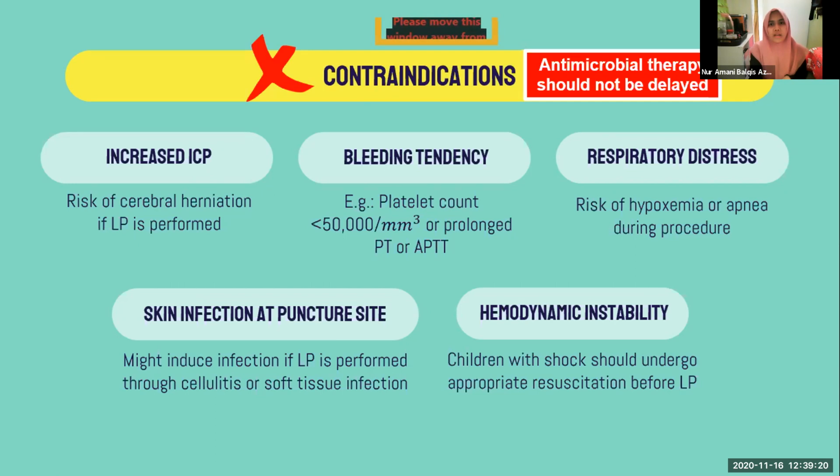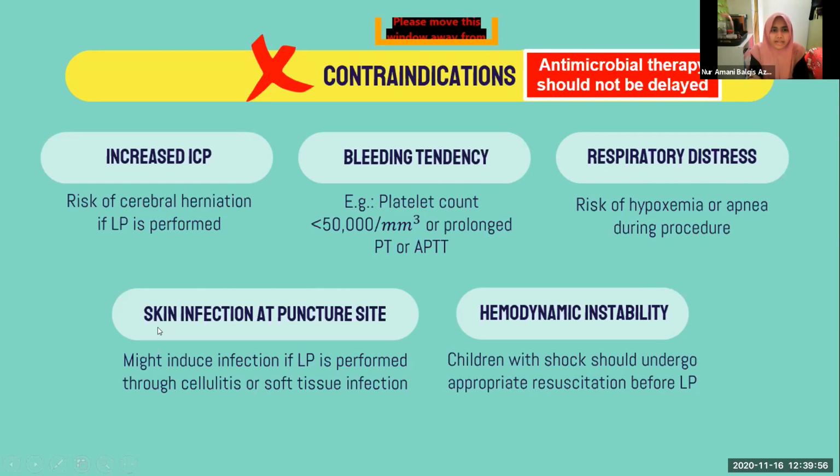The second one is bleeding tendency. Lumbar puncture shouldn't be done in patients who have a platelet count less than 50,000 or any active bleeding disorder. The third one is respiratory distress. We should not do lumbar puncture in children with respiratory distress, because it can lead to hypoxemia or apnea. So we should first give them proper airway and breathing support.